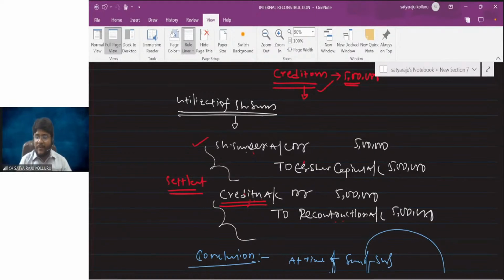But here the thing was different. First, you are getting shares from the shareholders. After that, you are issuing again. Then you are recognizing the profit. That's why three different situations happen, so you need to pass three different entries.